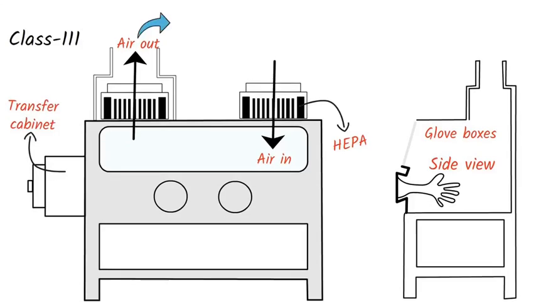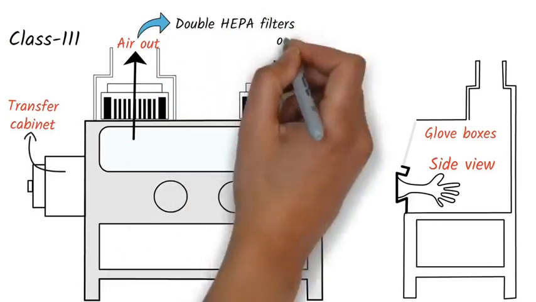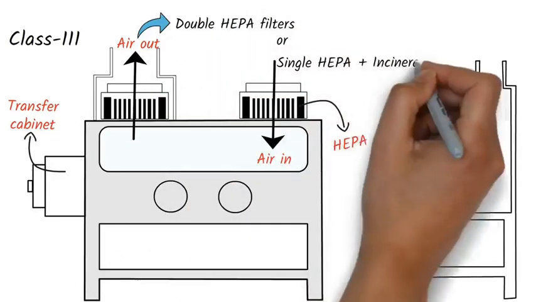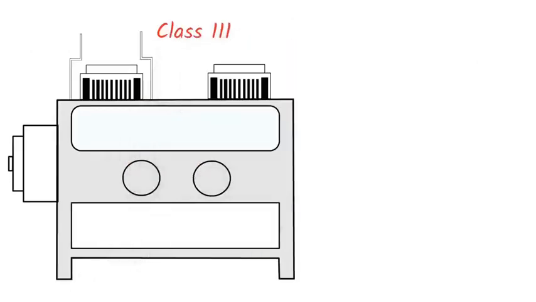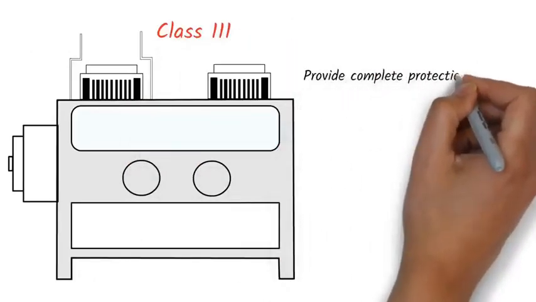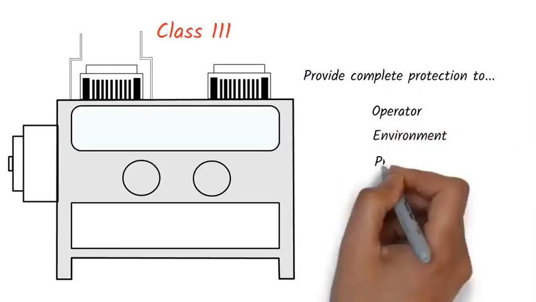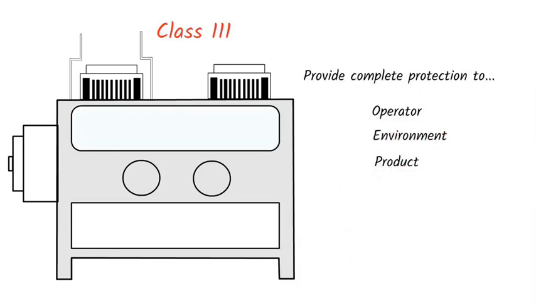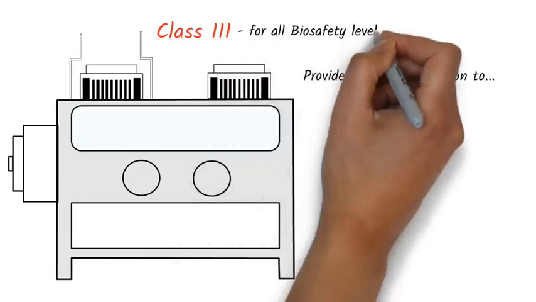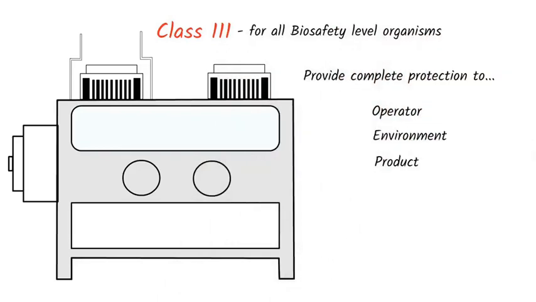The exhaust air is treated either with double HEPA filters or a single HEPA filter, followed by incineration. The Class 3 biosafety cabinets provide complete protection to the operator, environment, and the product. Hence, the Class 3 is suitable for all biosafety level organisms.